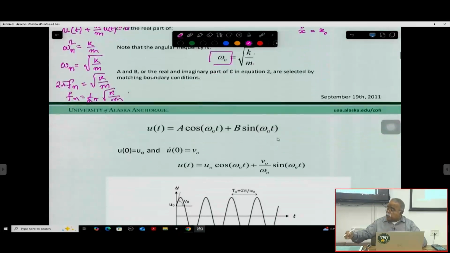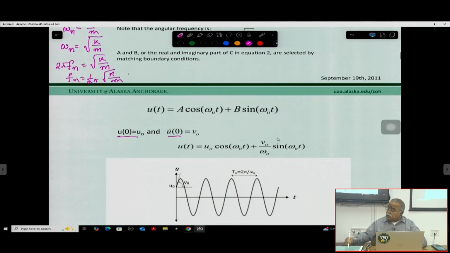So if you use the initial conditions, where at the initial time the displacement is u0 and the velocity is v0, then u(t) will be equal to u0 cosine omega n t plus v0 by omega n sine omega n t.